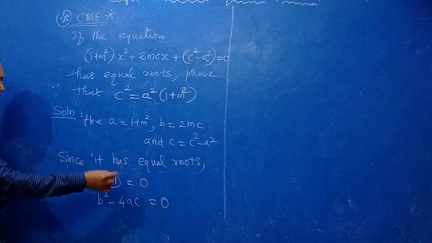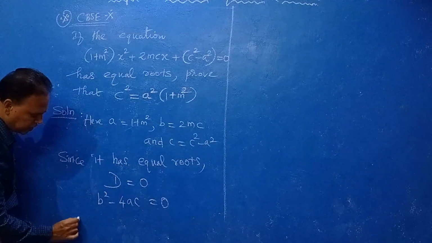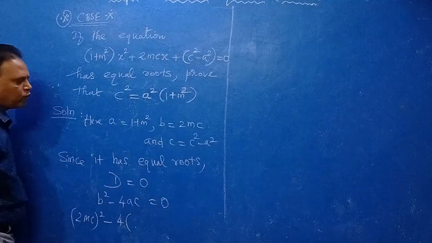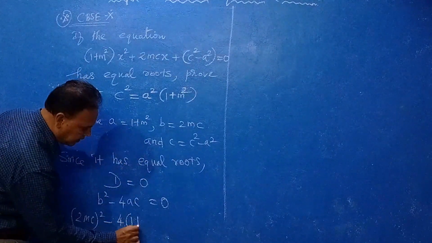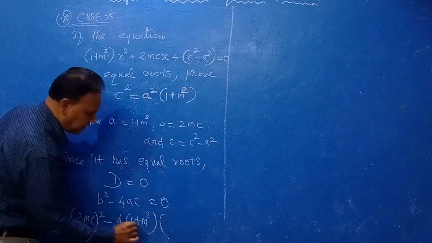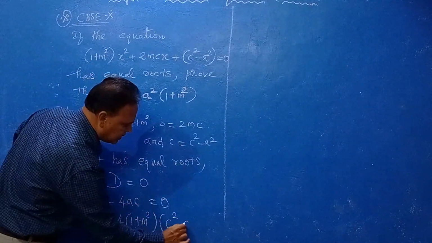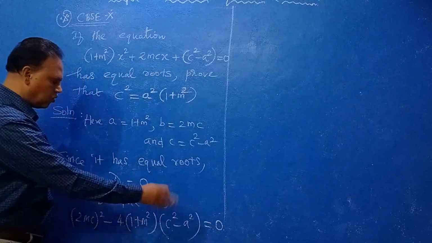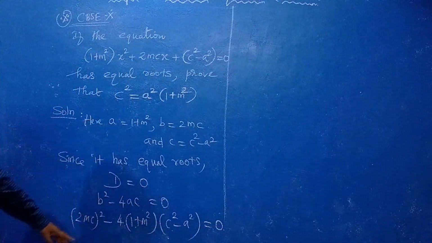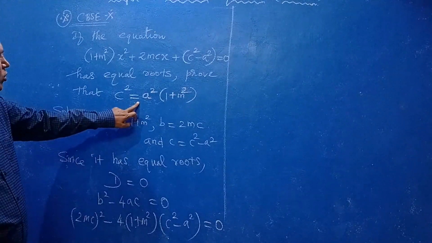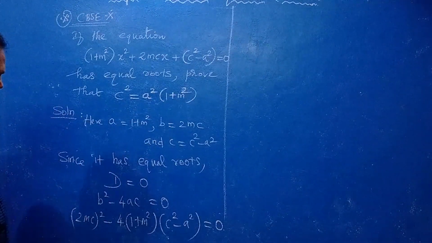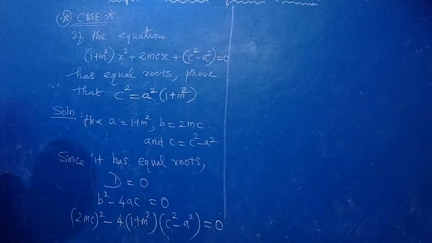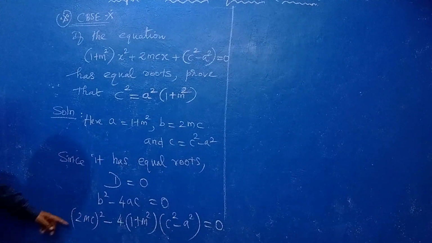Now you have to replace it. What is b here? 2mc. So (2mc) the whole squared, minus 4 into a, which is 1 plus m squared, into c, which is c squared minus a squared, equal to 0. Use the condition. Now we have to prove c squared equals a squared into (1 plus m squared). On simplifying this, you have to prove it. So how to prove this?